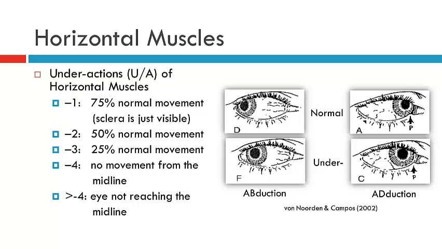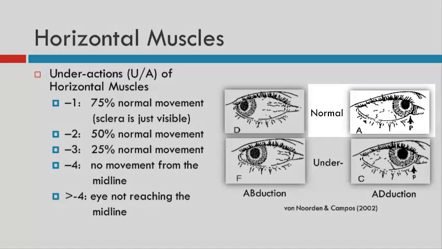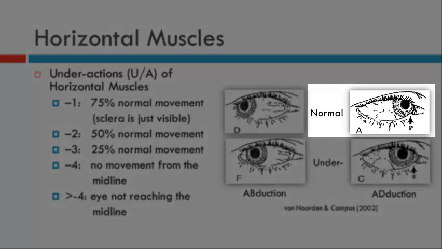Okay, let's have a look at this. So let's start off with the horizontal muscles, and then we'll move on to vertical muscles. And we'll start off with looking at underactions of horizontal muscles. To begin with, what do we expect to see in terms of a normal horizontal movement? And if we look at von Noorden and Campos's images here, what we have is that when we're looking at abduction, we want that corneal limbus to just be touching the outer canthus. So you're not seeing sclera when you have full range of movement. If we move over to adduction, we can see here that approximately about a third of the cornea is in line with the punctum.